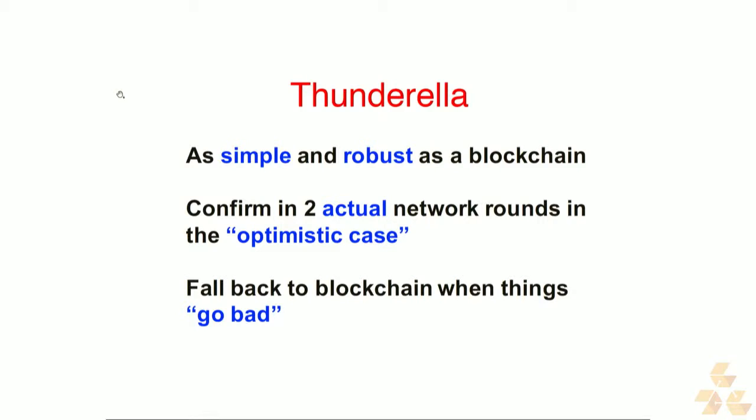And so what is the idea? We want something that's as simple and as robust, as secure as a blockchain. But if things are going fine, then it's going to be basically instantaneous confirmation, just like these asynchronous protocols. When things go bad, we're going to fall back to the blockchain. So the blockchain is only going to be there as a way to support us when something goes wrong. Okay, so that's a key idea.